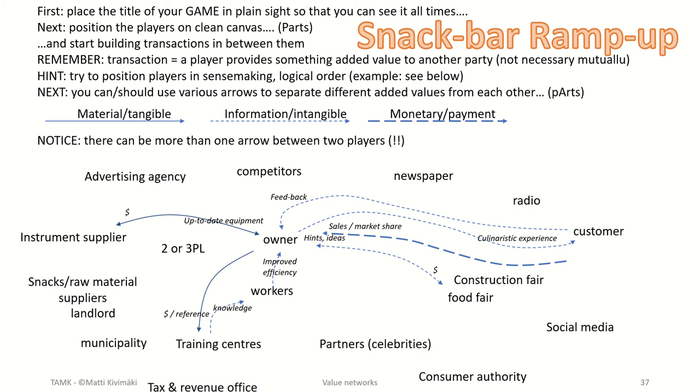We also may receive feedback from our clients. Notice now that the transaction is no longer tangible, but instead intangible, since we are now receiving added value in terms of information. Also, we are thinking that the social media somehow links to customers. So if we are able to get the customers share their experiences based on what they are experiencing when enjoying our snacks, then they maybe share their ideas in social media.